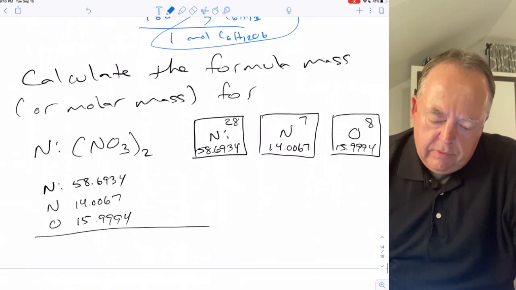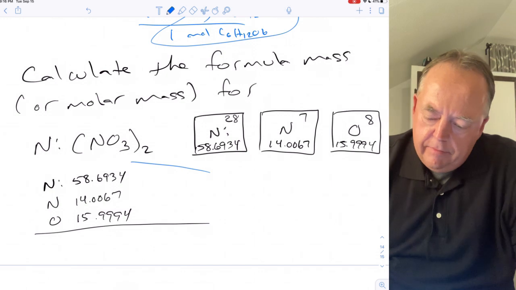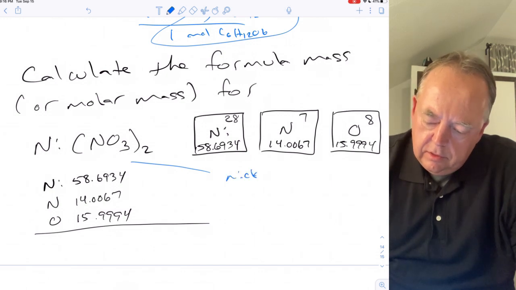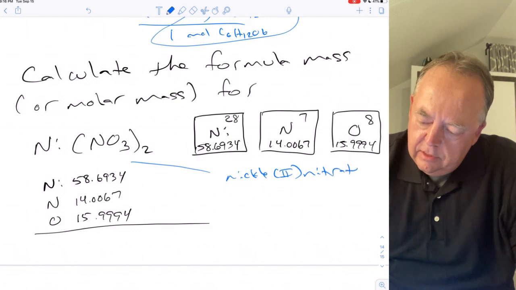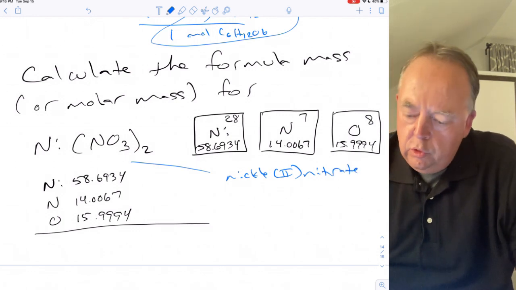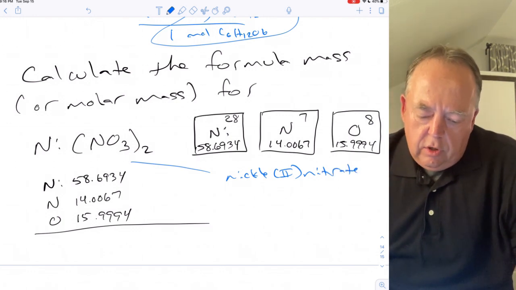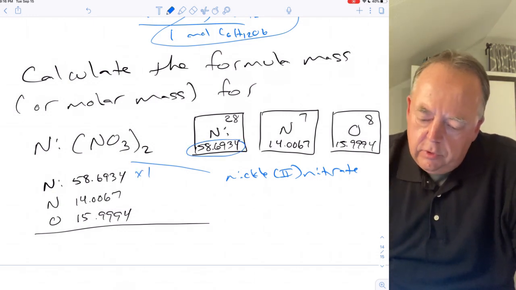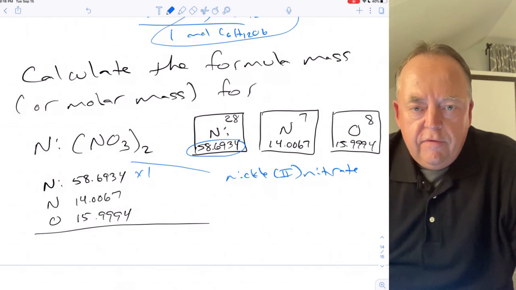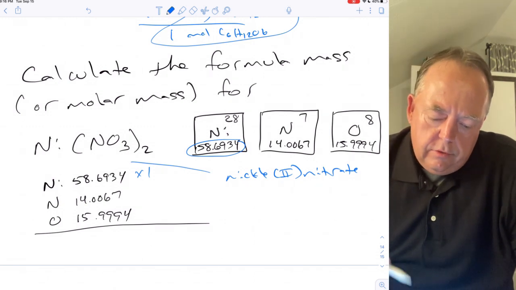Okay, so if we do the same thing, if you know how to name that compound, that would be nickel(II) nitrate, right? So transition metals, you have to have the Roman numeral in the name. So how many nickels are there? There's only 1 nickel, so we use the periodic table, 58.6934 grams per mole for nickel, and there's 1 nickel.